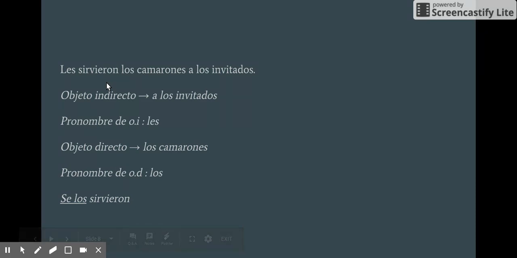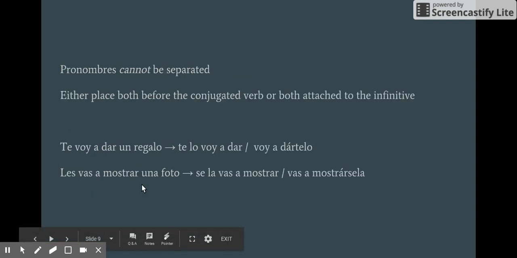Another example, le sirvieron los camarones a los invitados. To whom were the camarones served? To the invitados, so the indirect object pronoun would be les. What was served? Los camarones, so the direct object would be los. Since we have les and los, the les turns to a se, and we would have se los sirvieron.